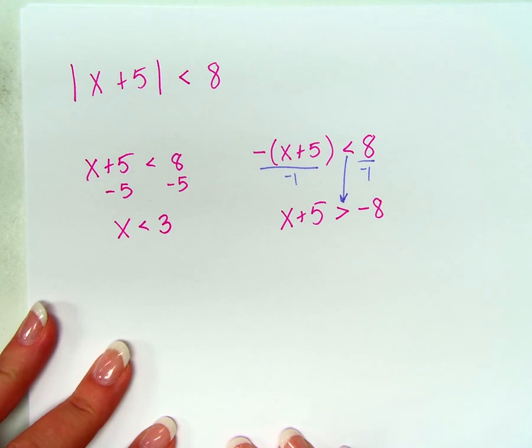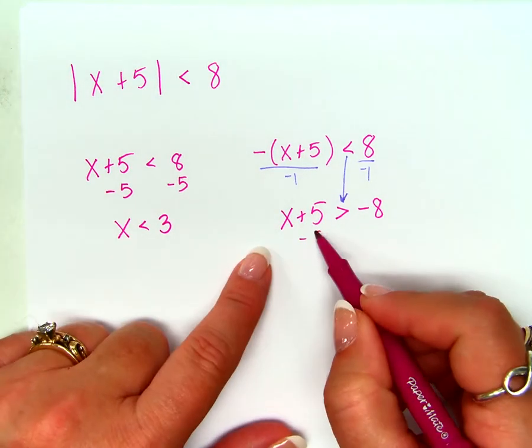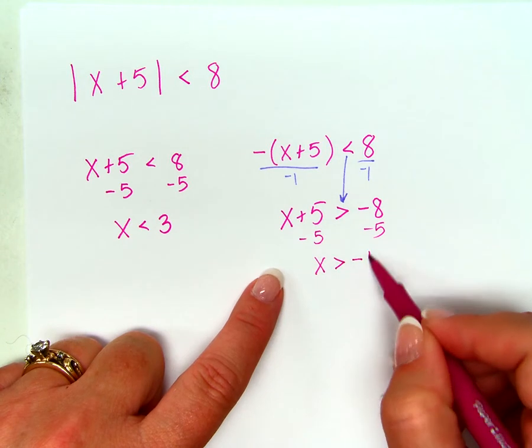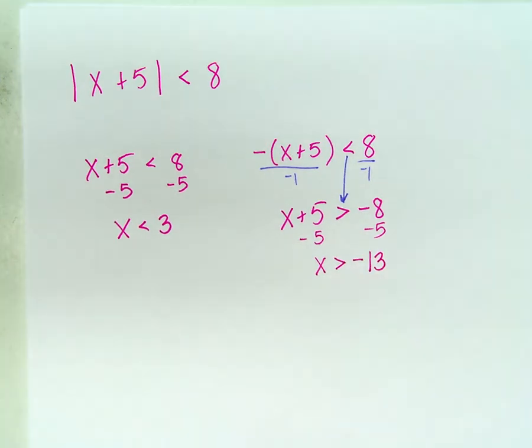Okay? So now to solve this, all I have left to do is subtract 5 from both sides. So x is greater than negative 13. You okay with that?